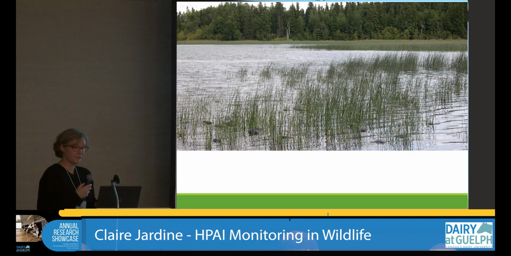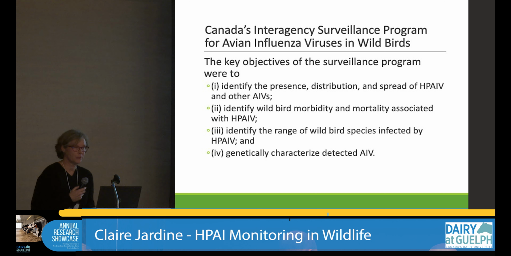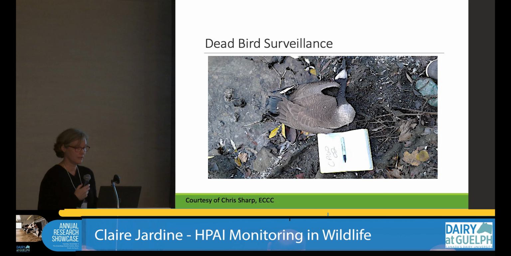So it changed and forced our objectives for our surveillance program to expand at this time, in recognition that wild birds were not just reservoirs, but also victims of this virus. And many wild birds were dying at this time. So we needed to identify the presence, distribution, and spread of this virus and other avian influenza viruses, identify wild bird mortality and morbidity, so sickness and death associated with high-path AI, and then identify the range of species that were infected, and then make sure that the viruses that were detected were characterized, because that's really important to understand the spread.